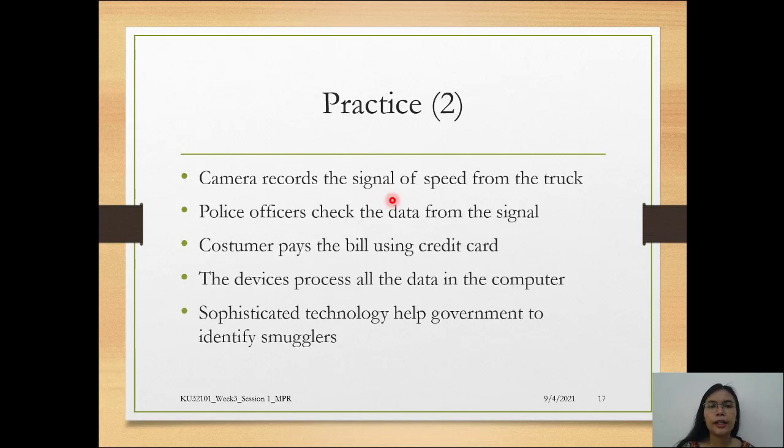And then for the second practice, have a look at these sentences over here. I have five sentences. All of these sentences are in the present tense in the active voice, so I want you to change these sentences into passive voice. Okay?